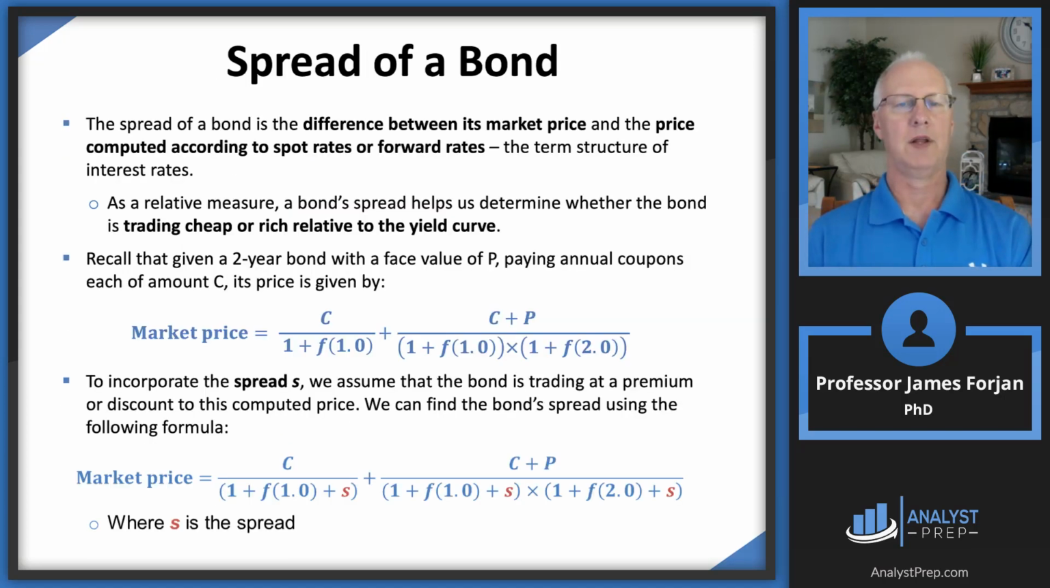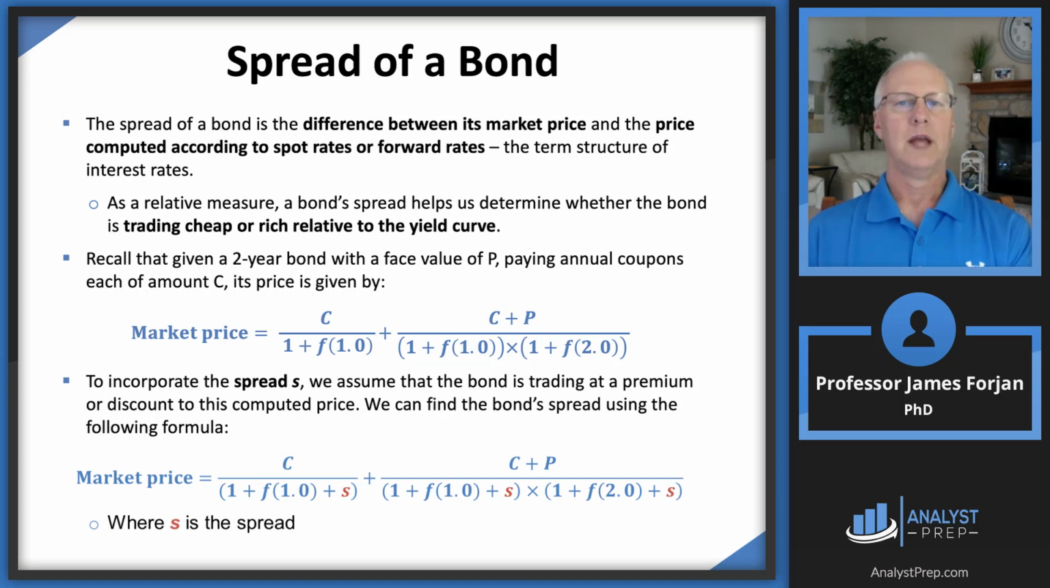Spread of a bond. Let's go ahead and define the spread in this context as the difference between its market price and the price computed according to spot rates or forward rates. Remember, in that last chapter, I showed you guys how to compute the present value of a bond using spot rates, and then present value of a bond using forward rates, and they turn out to be the same price. Of course they turn out to be the same price.